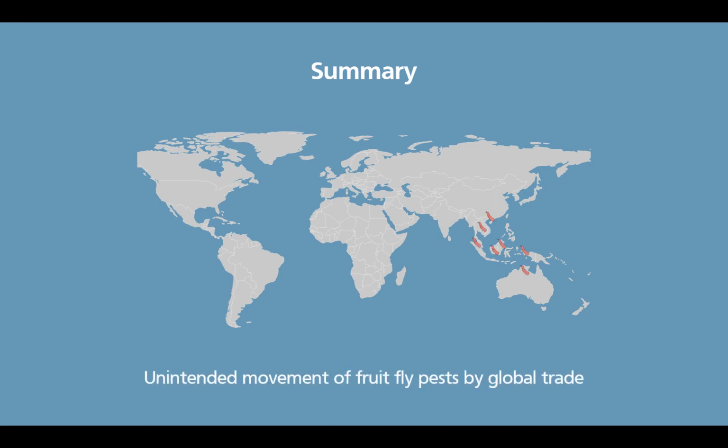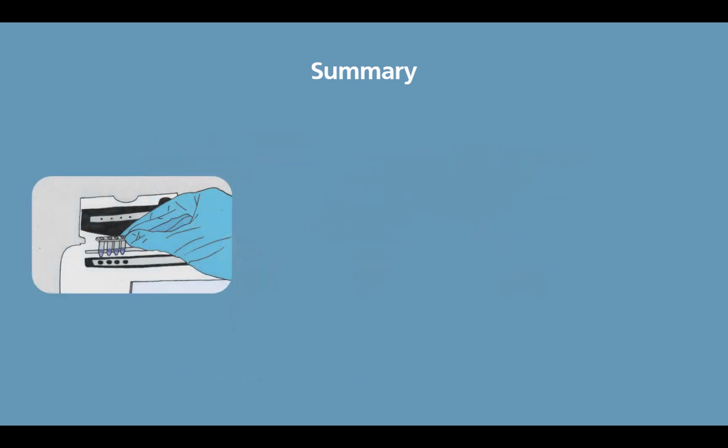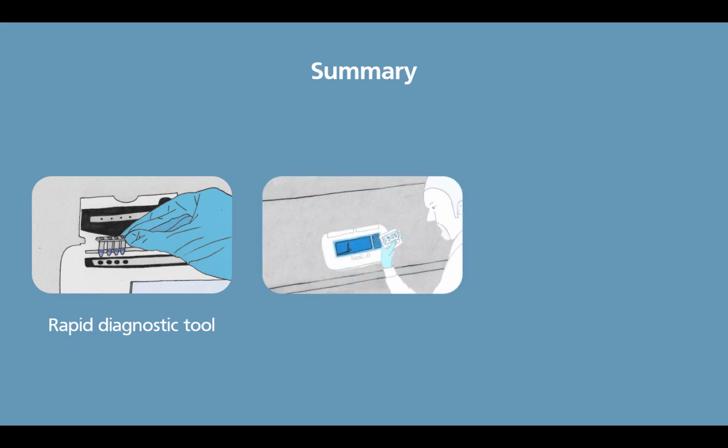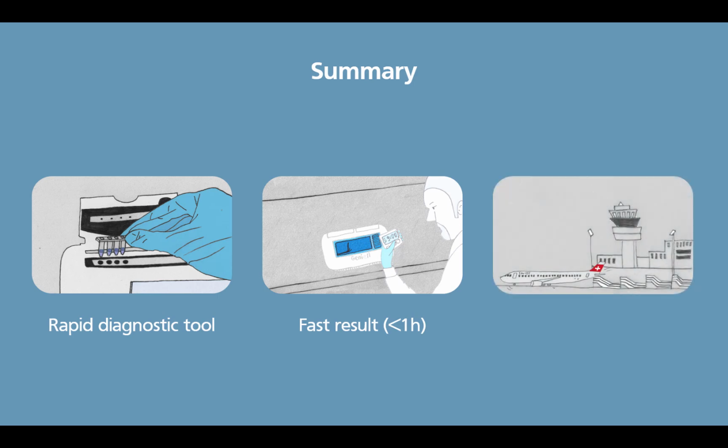As a short summary, in this video we illustrated the unintended movement of fruit fly pests by global trade with its geographic scale and temporal variation, and reported a novel rapid diagnostic tool as a prevention measure. The identification assay reliably differentiates between harmful and non-harmful species within only 1 hour and can be performed by plant health inspectors directly at points of entry.